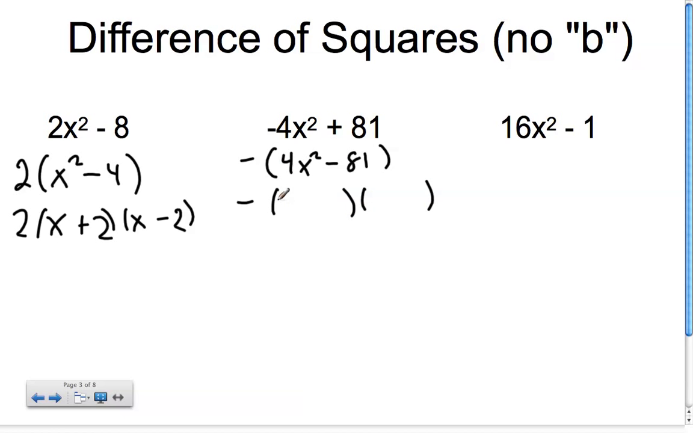Square root of 4x squared would be 2x. Square root of 81 is 9. And I need these to be the opposite signs of each other so that we end up not having to have a middle term.